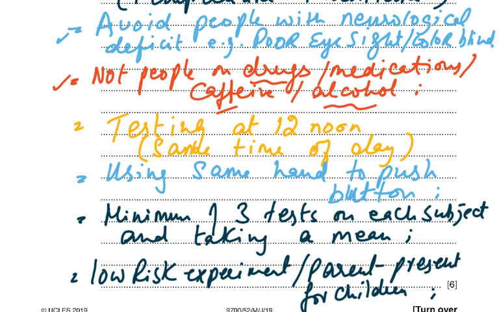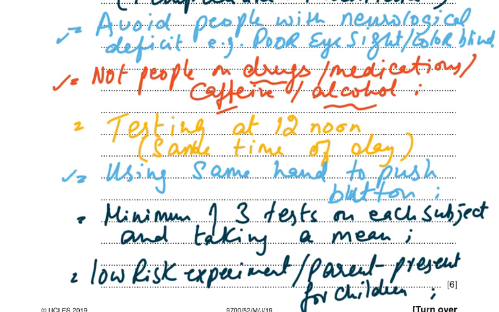Then we would test at the same time of the day. Testing at the same time of the day, or a stated time like 12 noon, or maybe 10 in the morning, or maybe 3 in the afternoon. So you would have to state a time and say, okay, this is the time that we would do the experiment, and we would do it in this 1 week, because you couldn't do all of them at one time. Maybe you could. Then using the same hand to push the button.